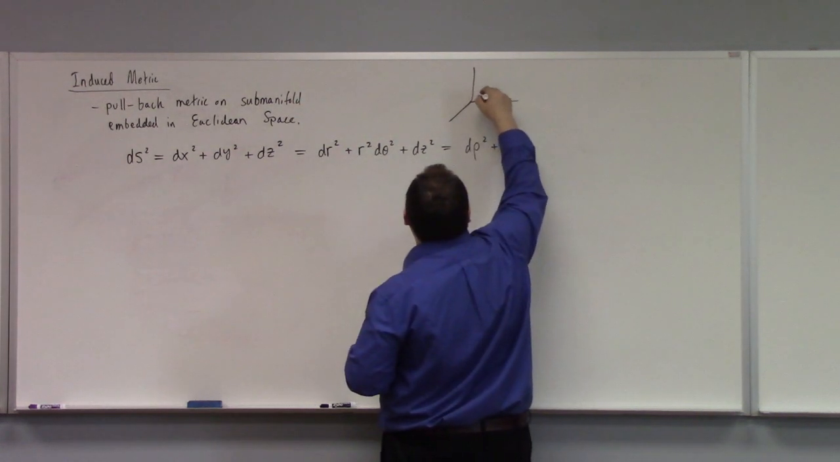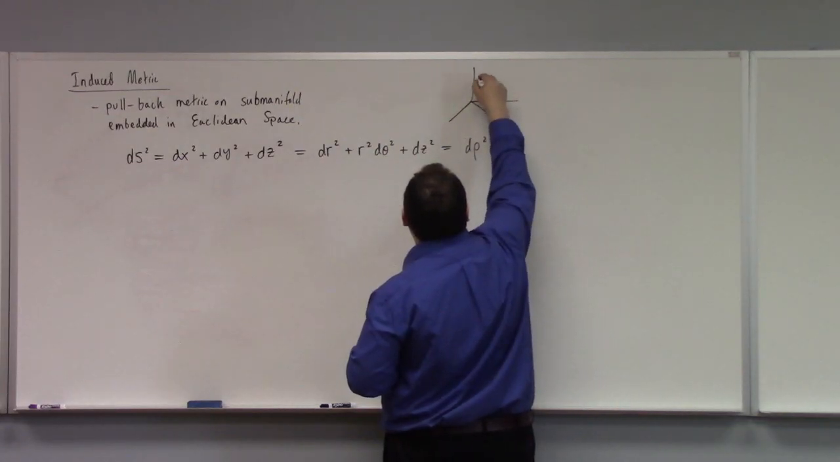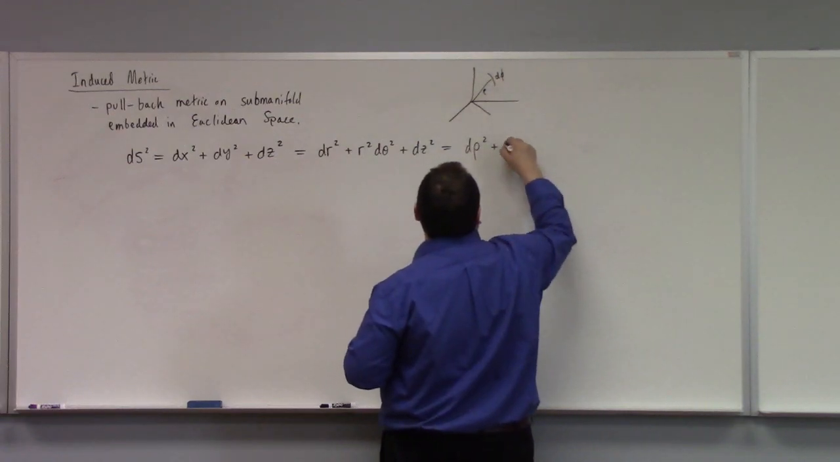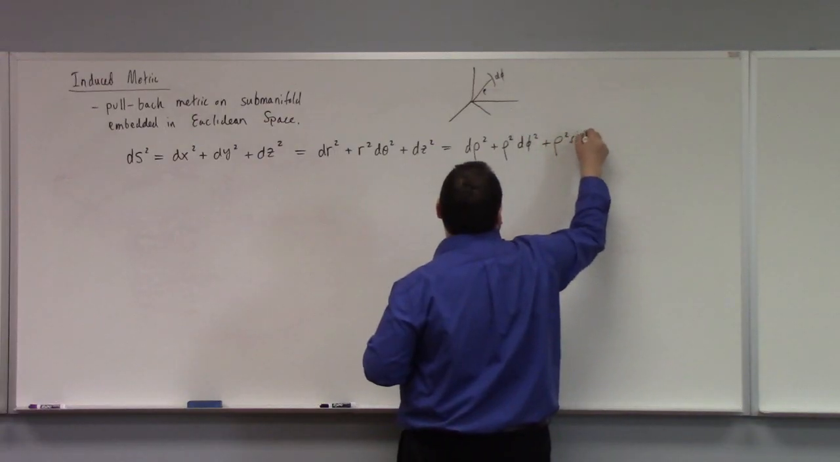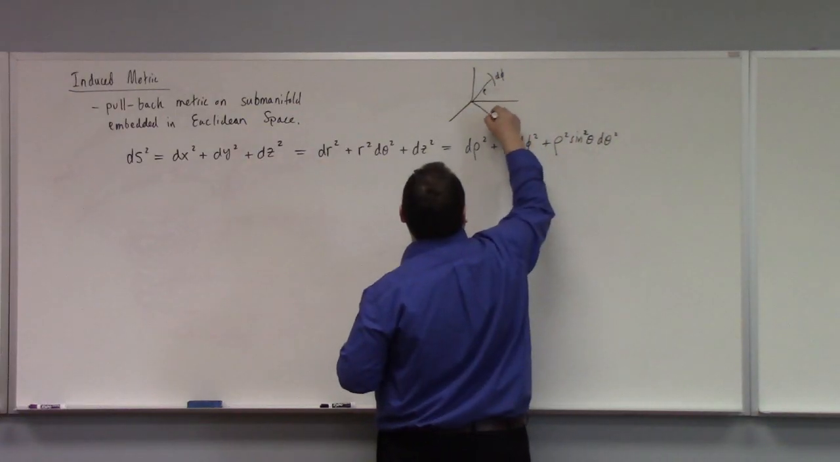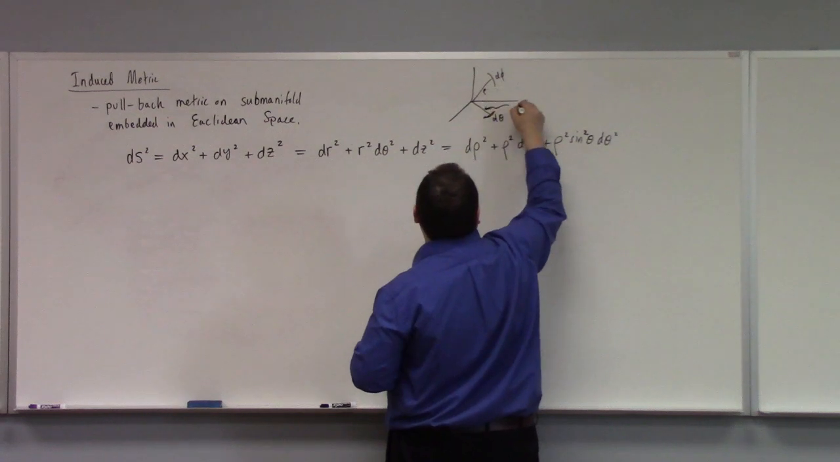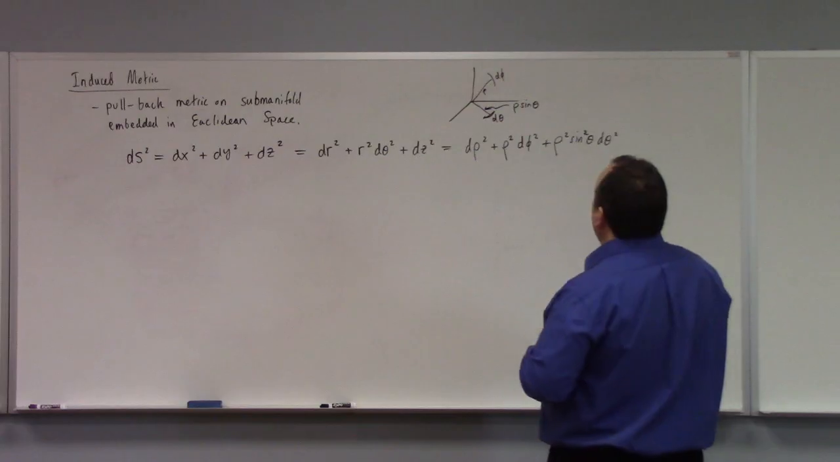Should still be r squared d theta squared. Let's see here. If we're down here, I go up here. So this distance is like a d phi. All right, so I've got rho squared d phi squared plus rho squared sine squared theta d theta squared. Because this distance down here, if we sweep out a little d theta, this radius is rho sine phi. Sine theta, rather. Or is it sine phi?